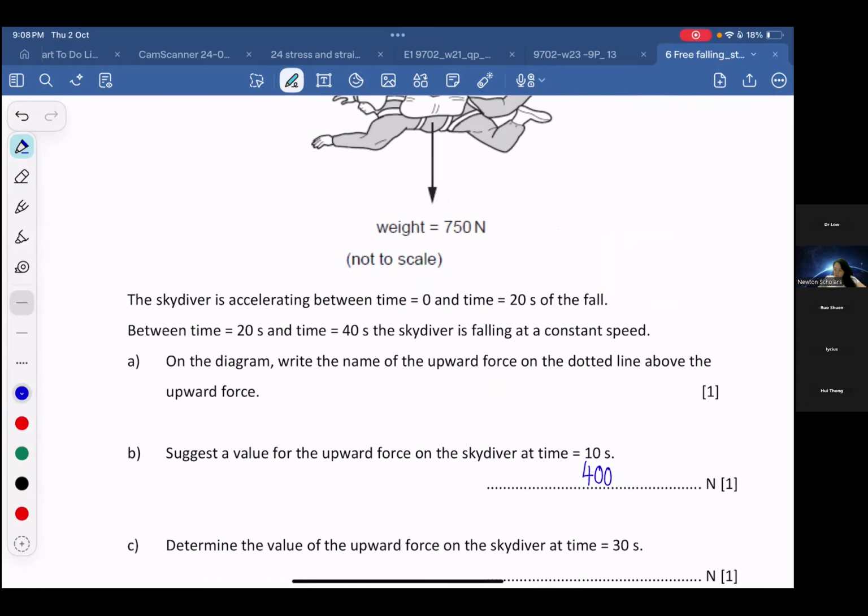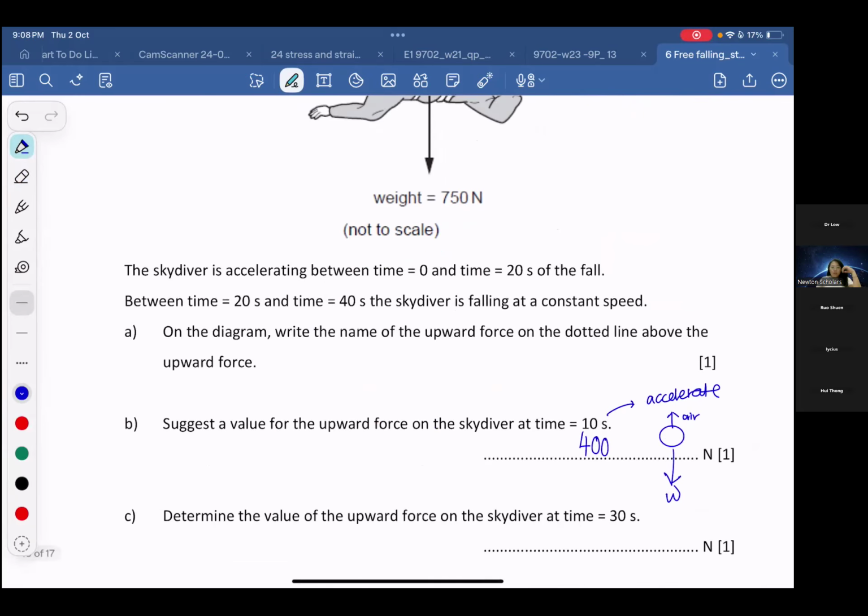The object accelerates downward. It has a higher weight but a smaller air resistance. So in this moment, it will accelerate downward.